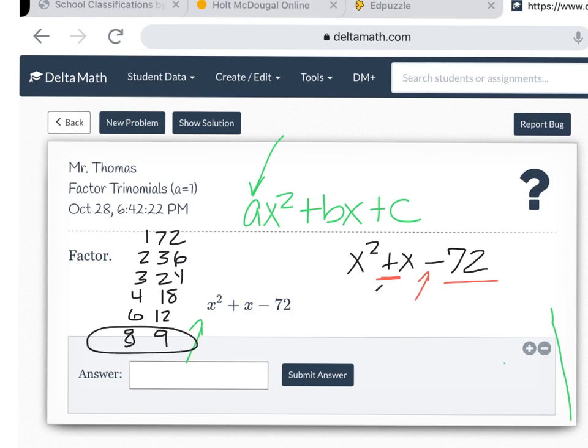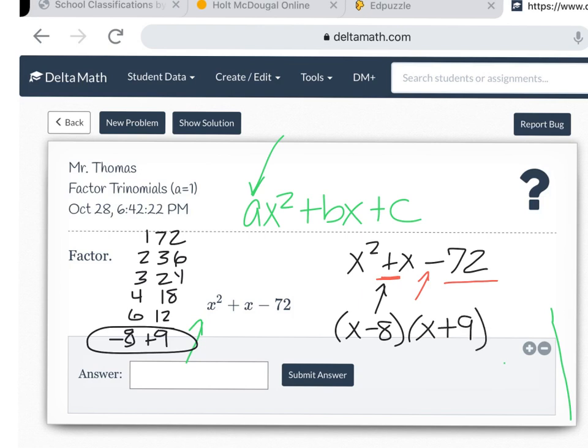Then what I do, I look at this, and that tells me the sign of the larger factor. So whenever you're subtracting, remember your signs are always opposite. So that means this is a positive 9, and that's a negative 8. So there are my two factors. So this factors as x minus 8 and x plus 9.